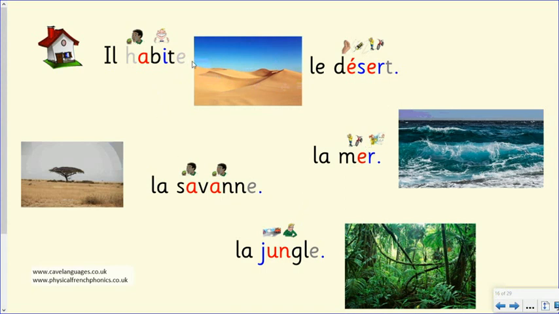We don't really need to say in French. We just say habite, that is sufficient. So il habite. You don't need a word for in, and then you say the word for the. We'll come back and just revise that in a minute.